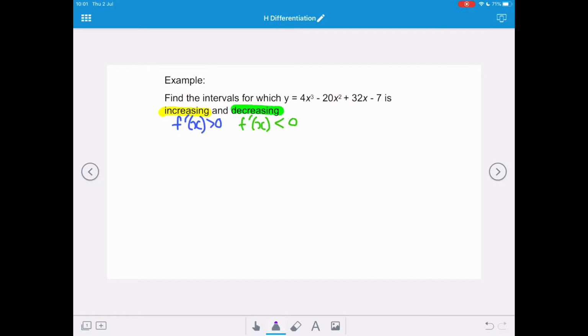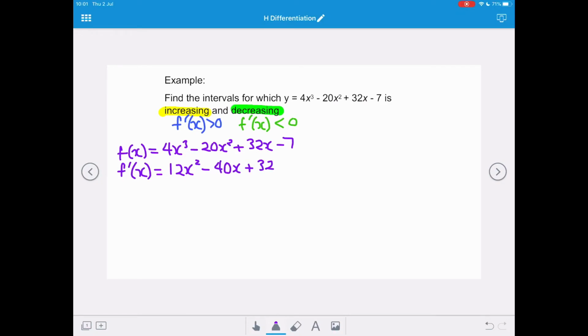So the first thing we want to do is take our function, which is 4x³ - 20x² + 32x - 7, and differentiate it with respect to x. So f'(x) is going to be 12x² - 40x + 32. And we want to work out what the roots are to help us with our sketch. So we're going to take out a common 4. That leaves us with 3x² - 10x + 8.